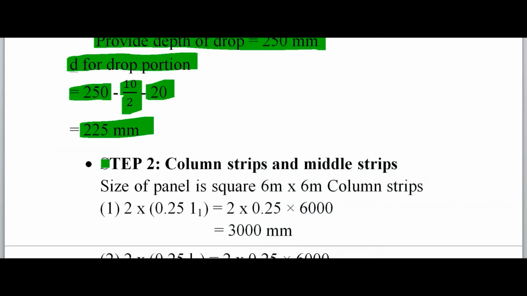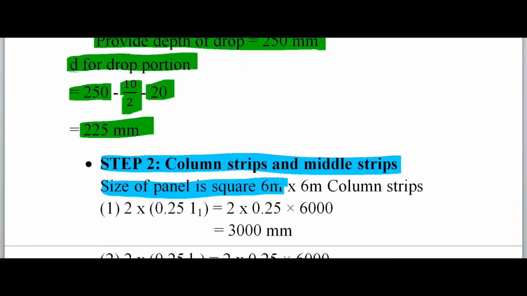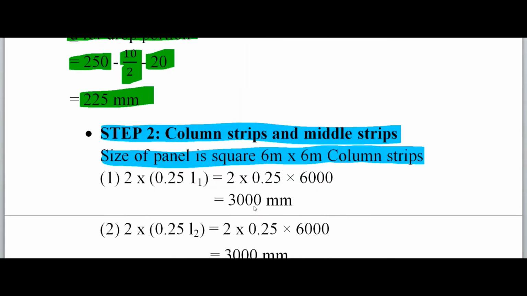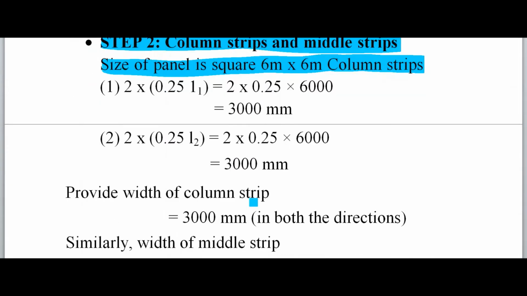Now we are going for step 2, column strip and middle strip. We have a square panel of size 6 by 6. Along the longer direction, the column strip dimension is the same. Along the shorter direction, the column strip dimension is the same, because we have a square panel.